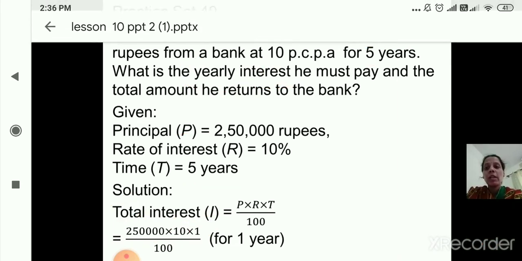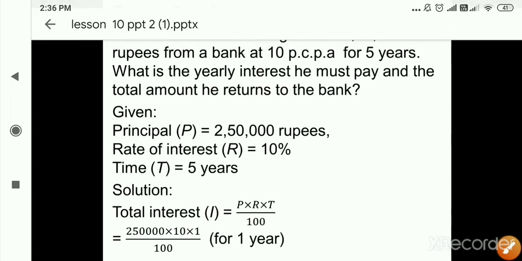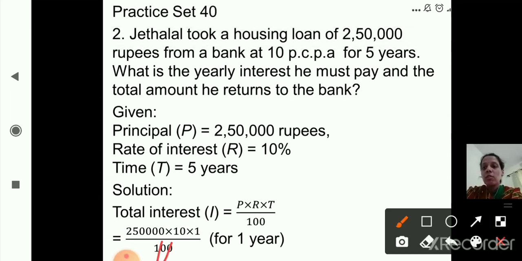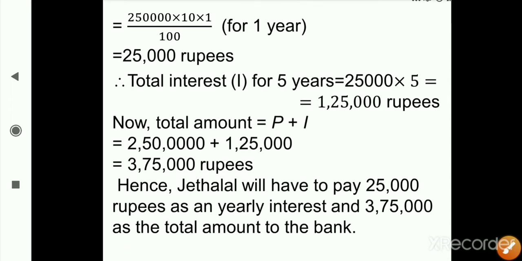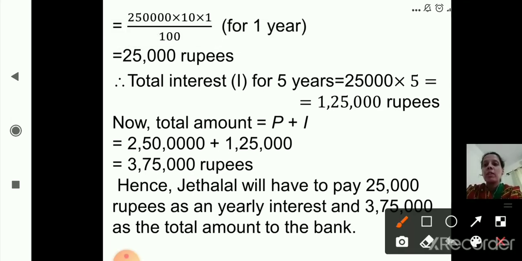Now we will do the multiplication. See here, these 2 zeros will get cancelled, and here 2 zeros will get cancelled. What is there in the numerator now? 2,500 multiplied by 10 multiplied by 1. So 2,500 multiplied by 10, that is 25,000, and multiplied by 1. So 25,000 rupees. Now this is the interest for 1 year.